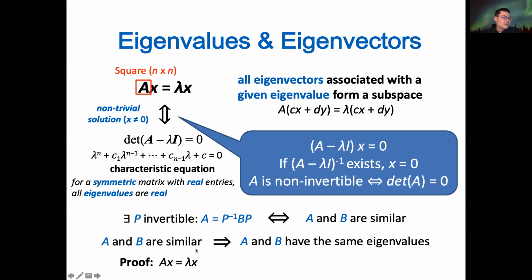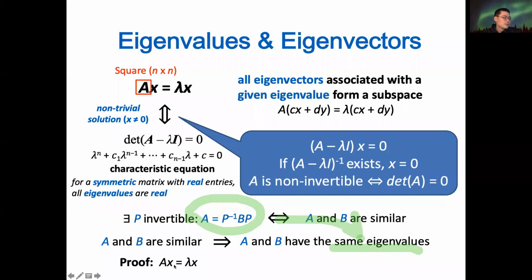So how can we see that? Why do they have the same eigenvalues? We are going from here to here, to the same eigenvalues. How do we know? How can we go from here to here? Let's do some simple derivation.